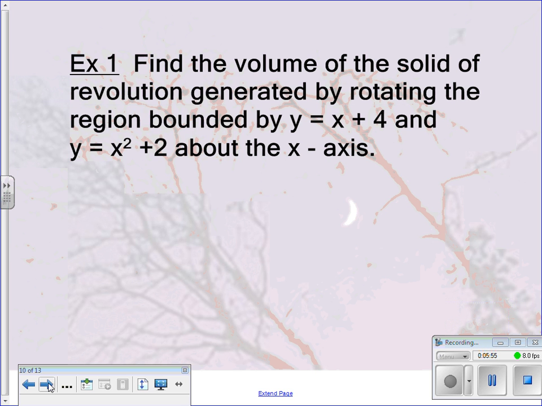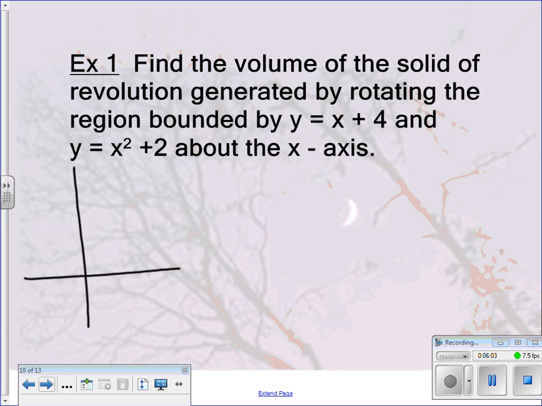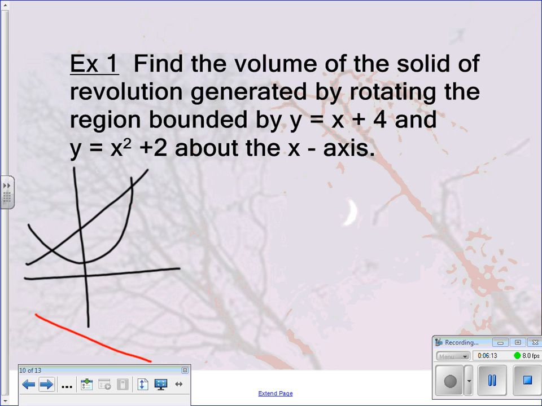So this is the one we were just talking about. We're going to take this and rotate it around, so we get a matching one underneath like that. This is the example we had, bounded by y equals x plus 4 and y equals x squared plus 2.